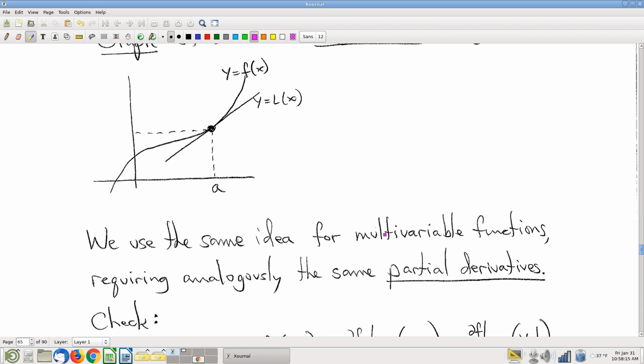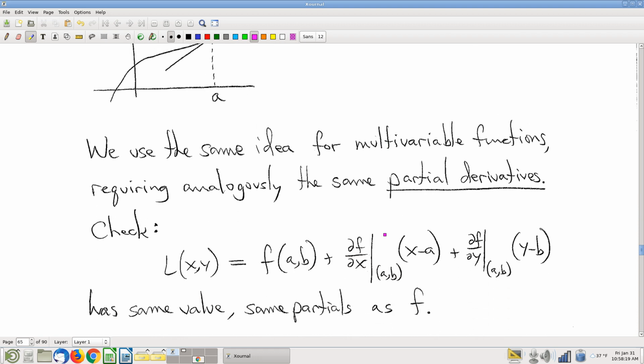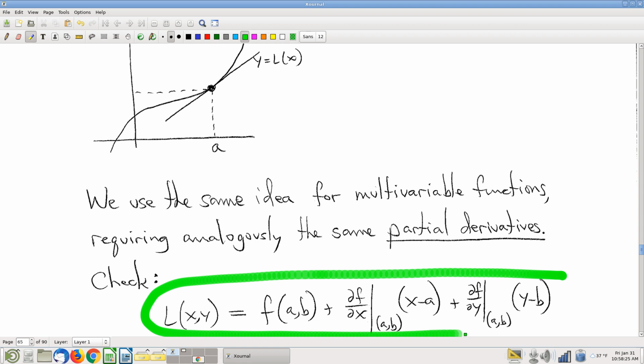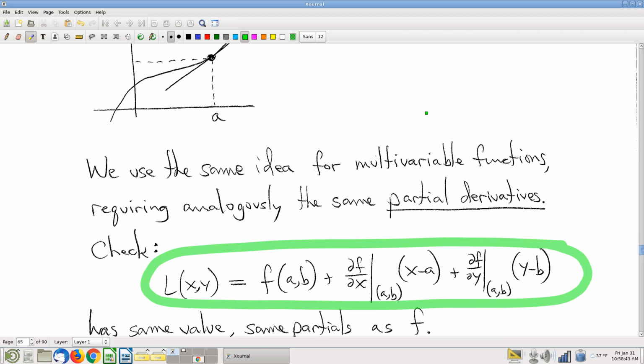We're going to look at this function here, this function that I'm going to call the linear approximation. And I know you've never seen this before. That's fine, no problem. Why do I call this the linear approximation? Well, because it does the same thing that this L does. It's got the same value as f at some point in its domain, and it's got the same derivatives, plural now, as f.